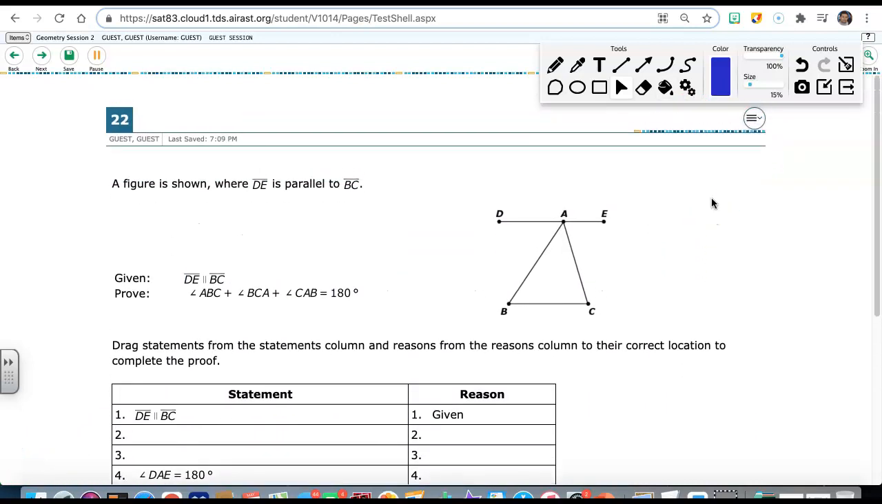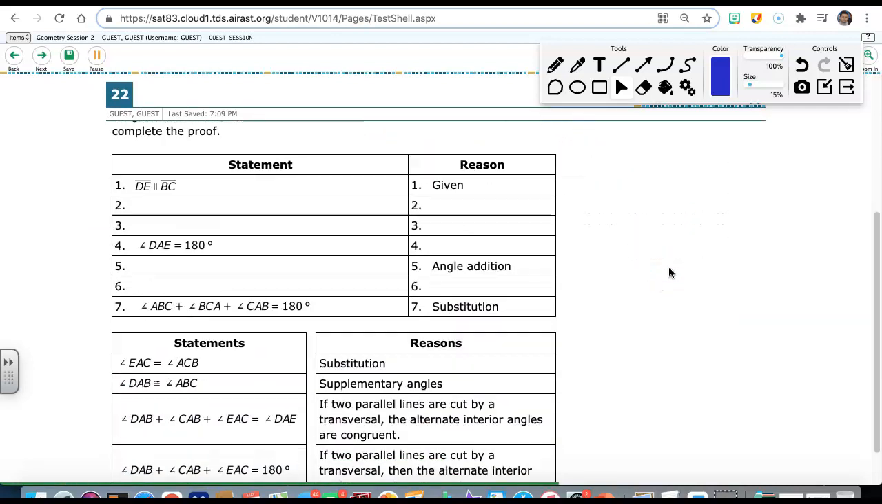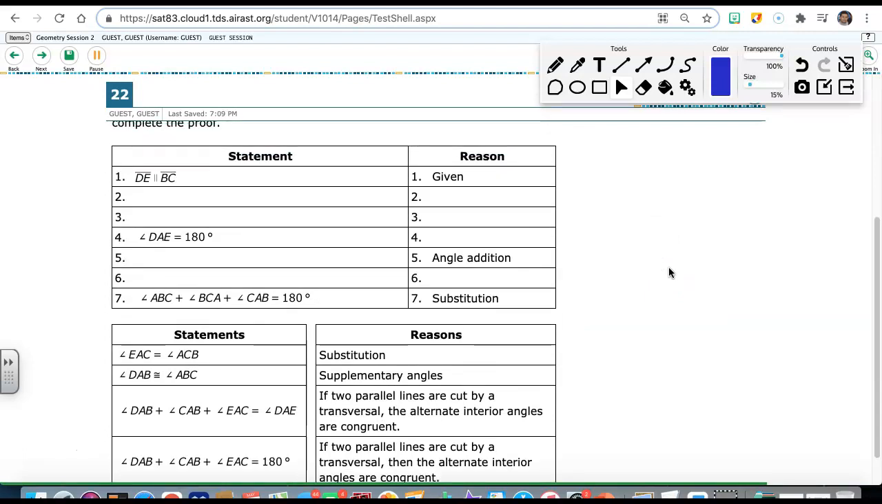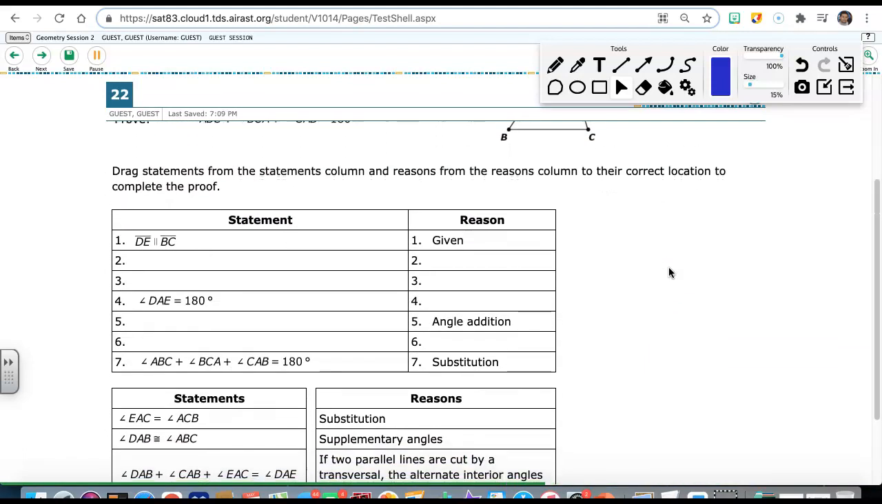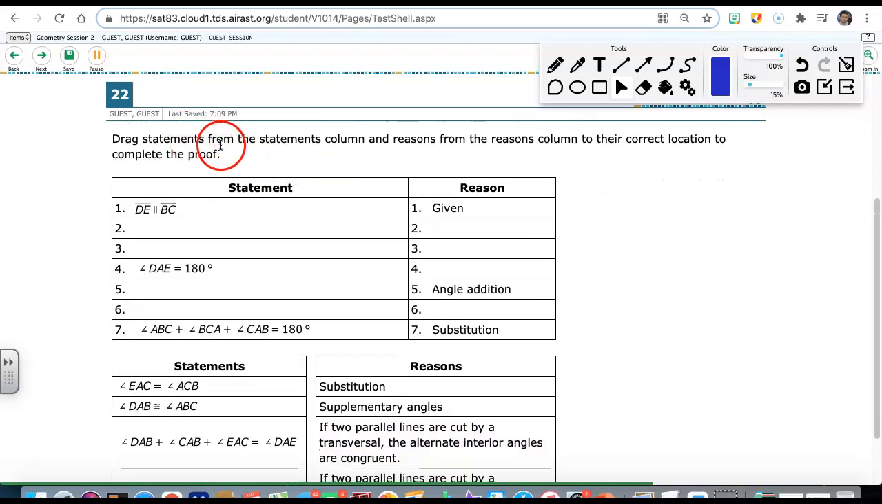The first thing that I see in 22, they show me this figure. DE is parallel to BC. DE is the line at the top, parallel to the line at the bottom. It's a proof. They give me statements and reasons. The question says: drag statements from the statements column and reasons from the reasons column to the correct location to complete the proof. I have to complete those.